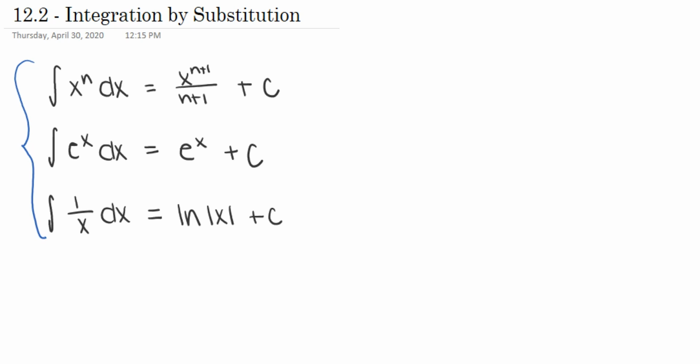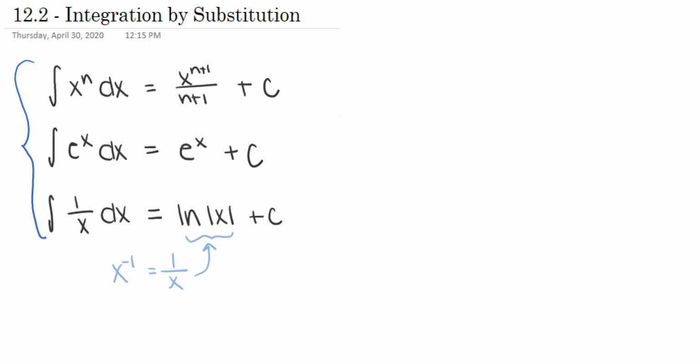One quick note with this one here. We are only looking at natural log when it's just 1 over x, or x to the negative 1. If it is x to any other power, we use the reverse power rule. So only when it's 1 over x, or x to the negative 1, are we going to be looking at natural log. That's one quick thing I wanted to note.